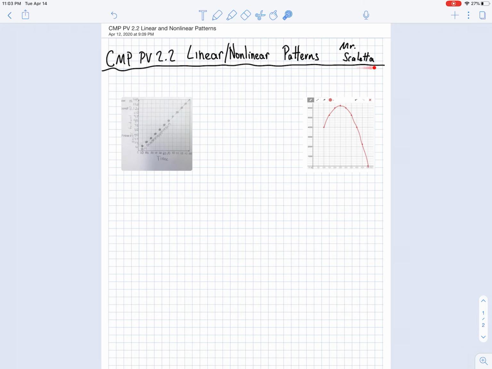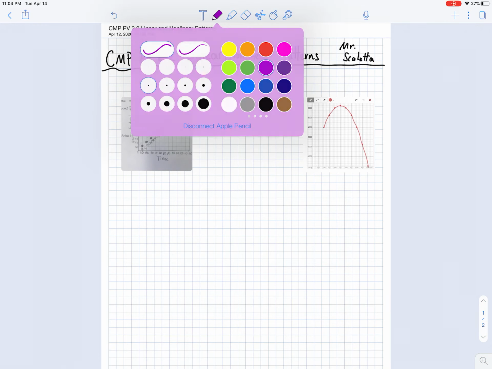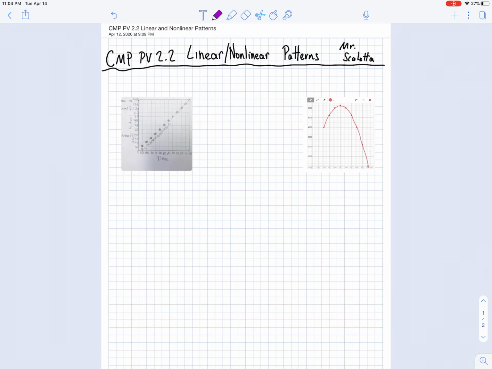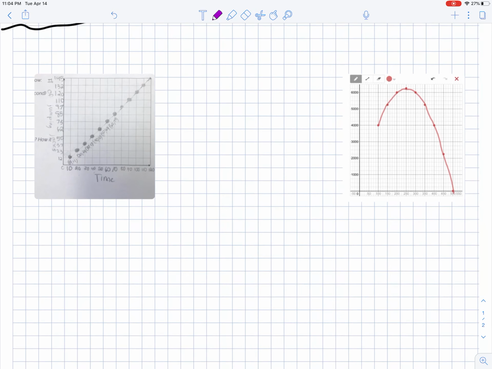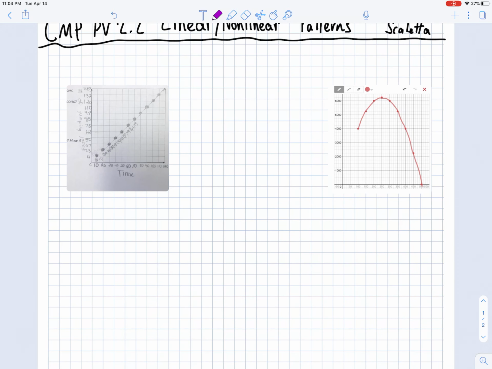So go ahead and title your page. I put mine CMP, Patterns and Variables 2.2. And we're talking about linear and nonlinear patterns, and I put my name in the top right as well. So we're going to talk about a new way to describe patterns, right? And I want first for us to focus on these two pictures here, and to think about what differences we see.